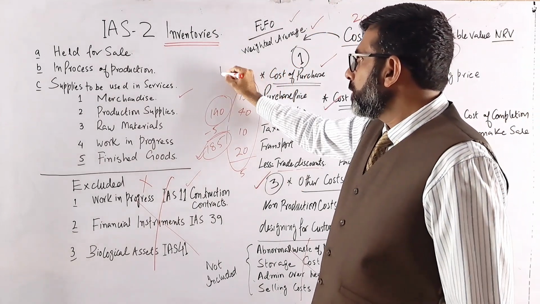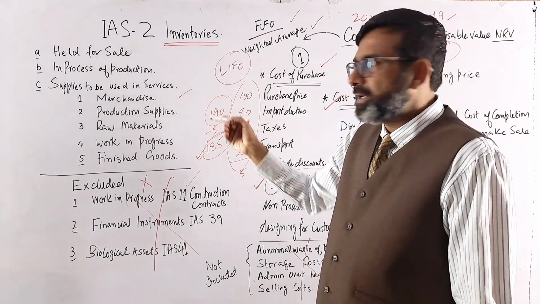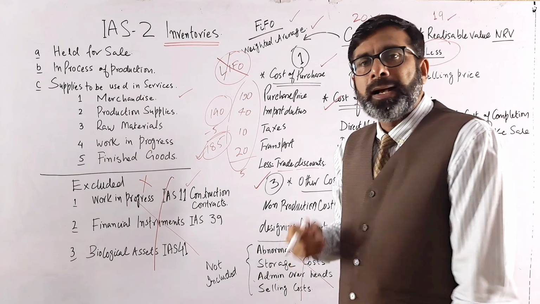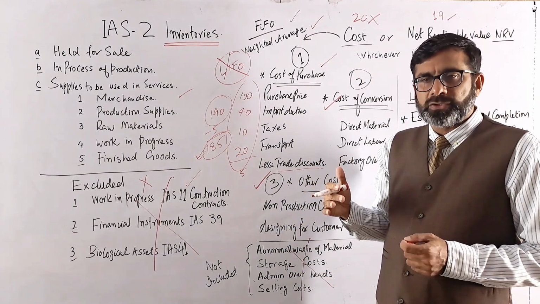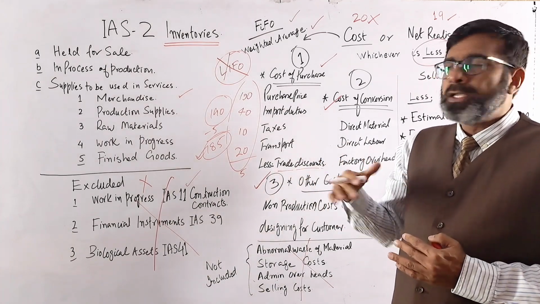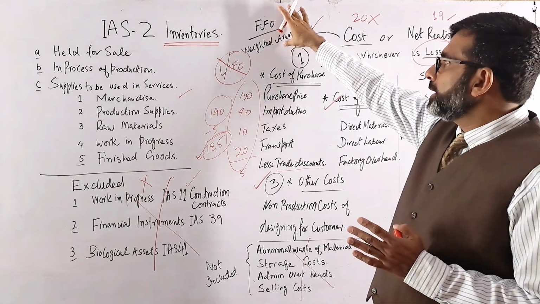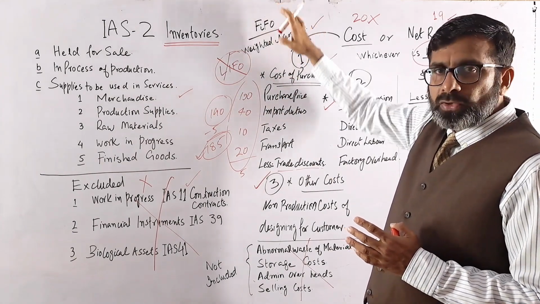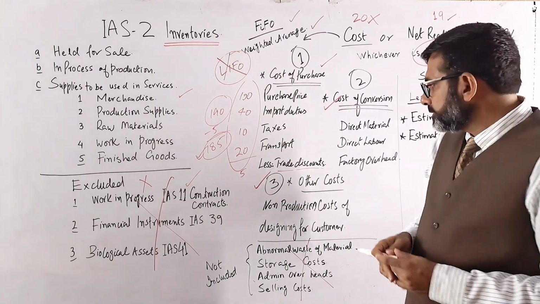But there is one more method that is normally known by the students, that is last in, first out. But now it is not allowed by the International Accounting Standard, because in most of the countries, due to the economic conditions, the prices are increasing, so they have not allowed it. And this is why we have only first in, first out and the weighted average method, and we will do the complete calculation for that one.